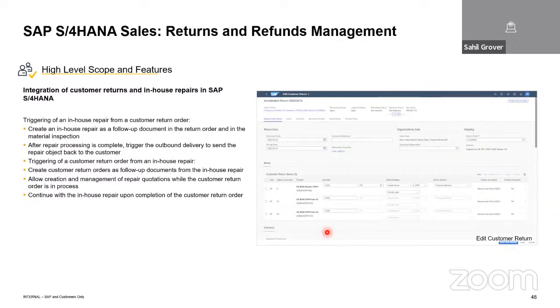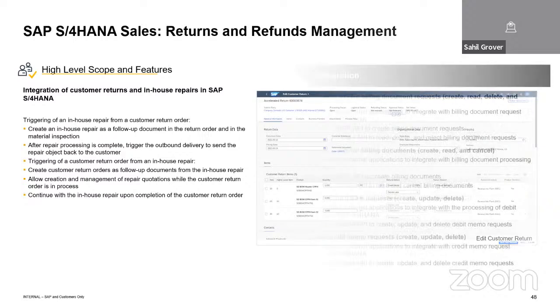So if the customer says, I want to return it to you because it needs to be repaired, and there's an option to repair the product, you can say, okay, don't return it, I'll repair it and send it back to you. So you can create a return order, repair it using an in-house repair, and then give it back to the customer. All the follow-up documents you have for the in-house repair are supported along with the customer returns.